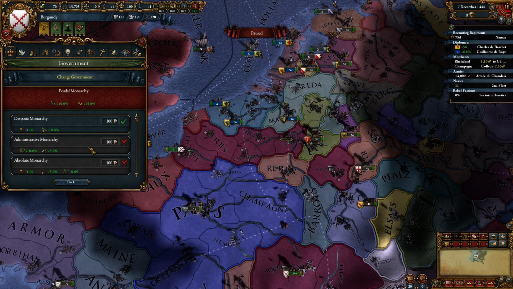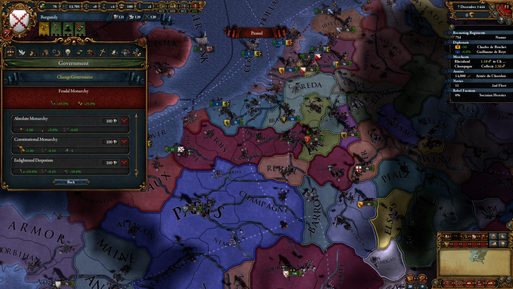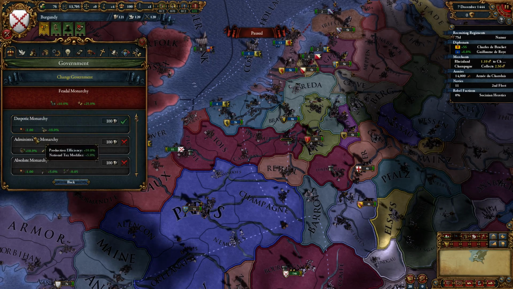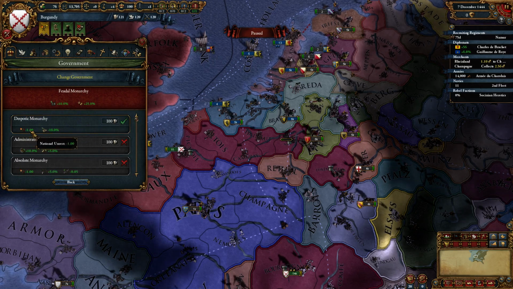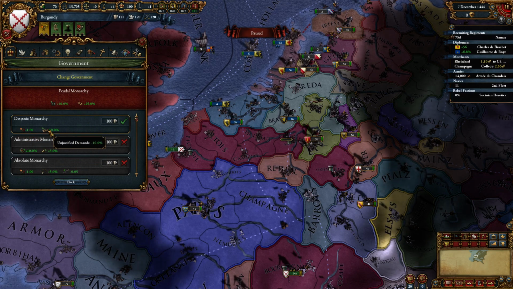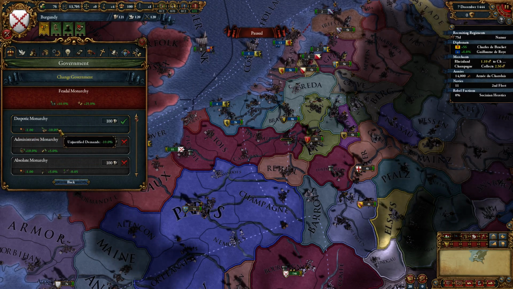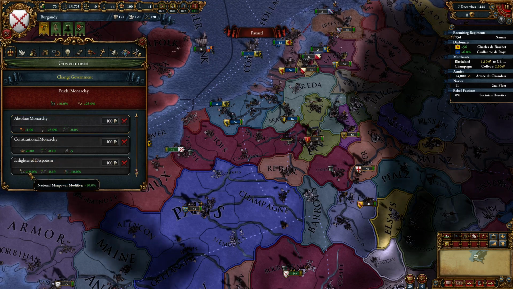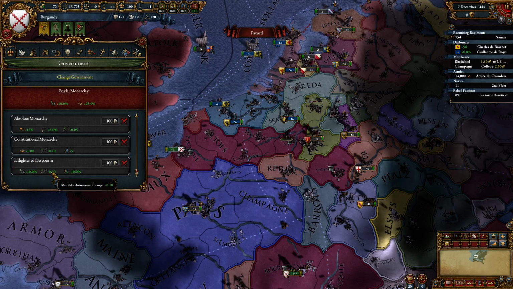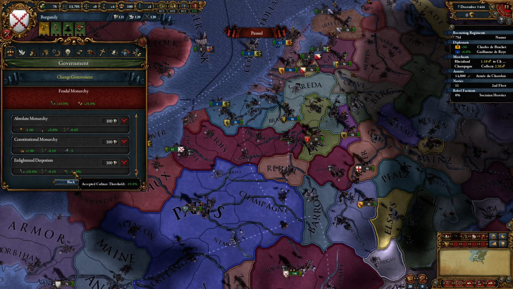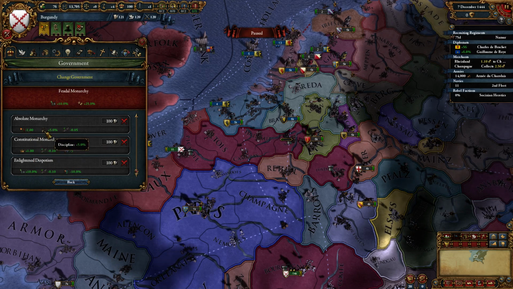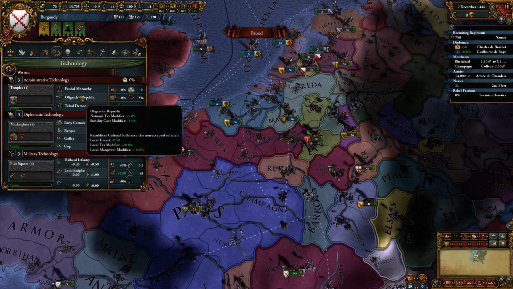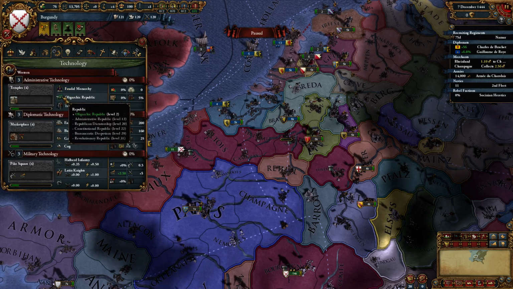The more you advance in your admin tech group, the better type of government types you can have. For example, this one gives you -1 unrest and 10% unjustified demands when you take land from enemies. Now you can see over here you have 10% manpower, extra autonomy change, accept cost threshold. There are better benefits overall, but you will get them the more you advance in your admin tech group.